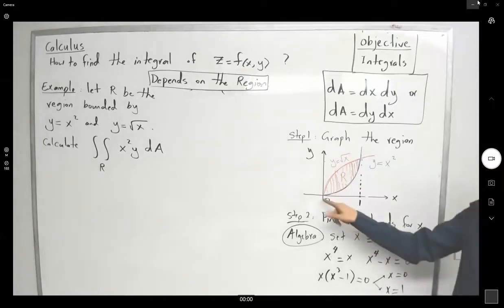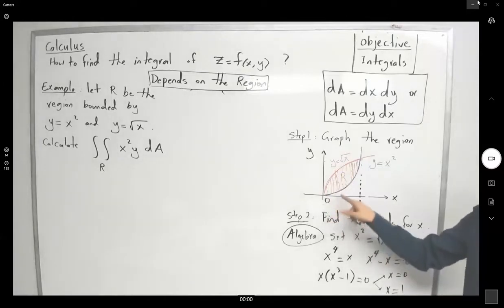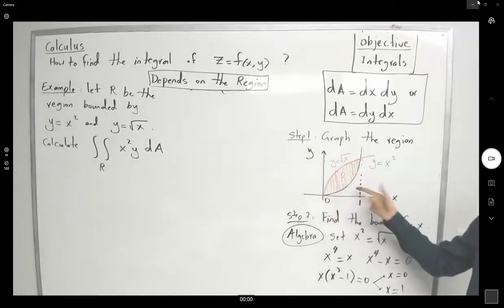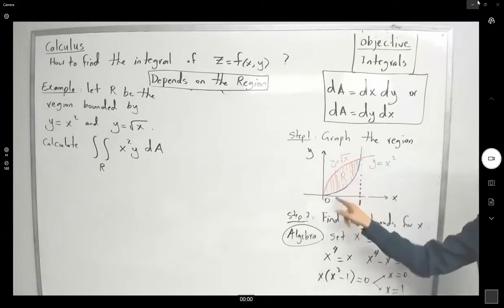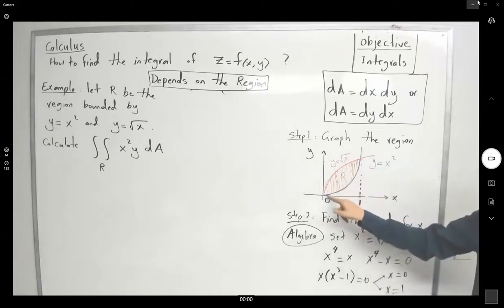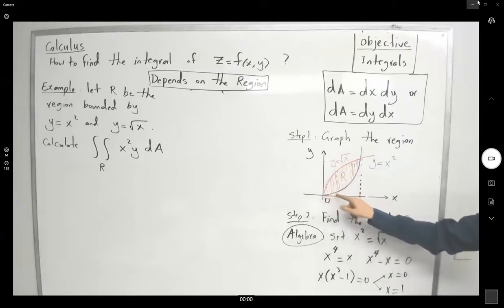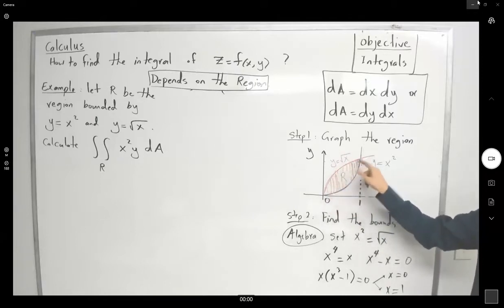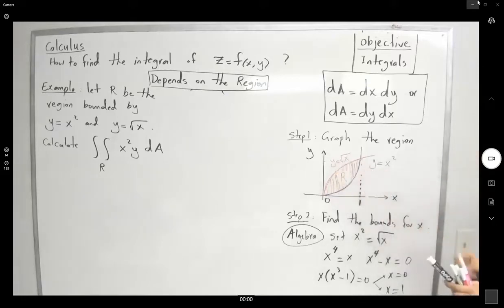So now I know my x is bounded between 0 and 1, and my y is bounded from below. The smallest value that my y takes is on x squared. The maximum value that my y takes on is on square root of x. This is your lower function, and this is your upper function.